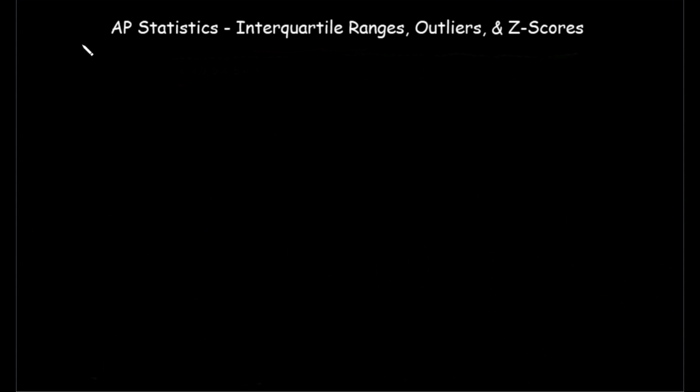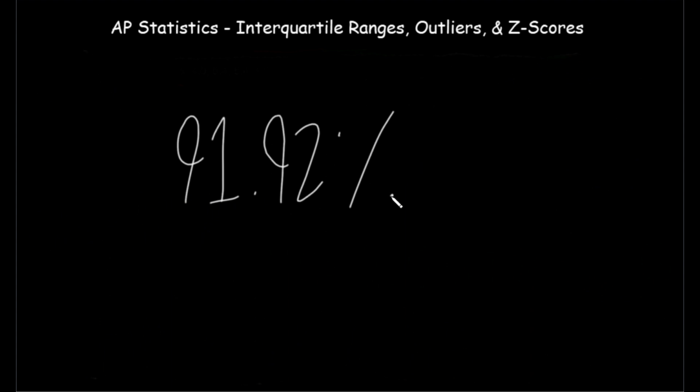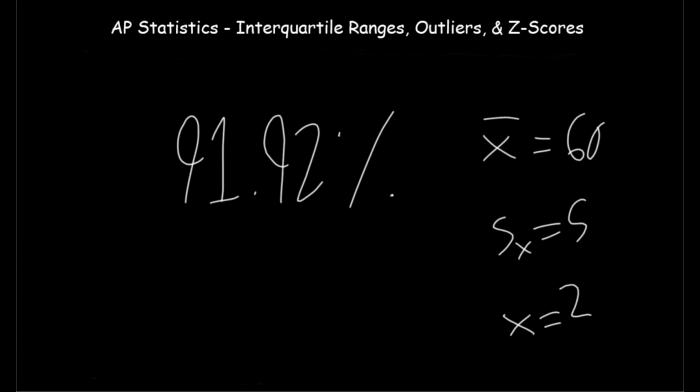Now, let's say someone is in the 91.92 percentile. That's their percentile. And the mean in this distribution is, say, 60. And the standard deviation is about 5. Now, you need to find the value they got to be placed in this percentile.